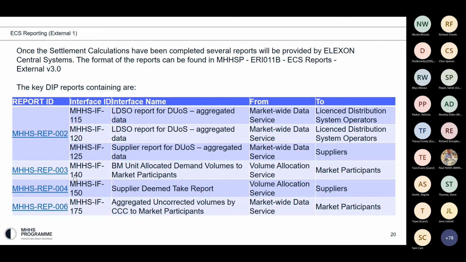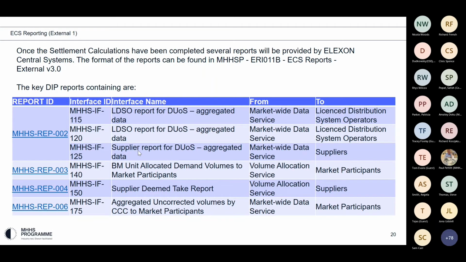There is the report which reports all of those allocated demand volumes that have been both corrected and uncorrected by the volume allocation service. There's that supplier deemed take report, which, as I mentioned earlier, is the report which sums across the BM units within the distribution region where a supplier has got more than one BM unit for that distribution region. And there's also a report that comes out from the market-wide data service, which reports the uncorrected volumes, and that's the 175. So that's the outgoing reports.